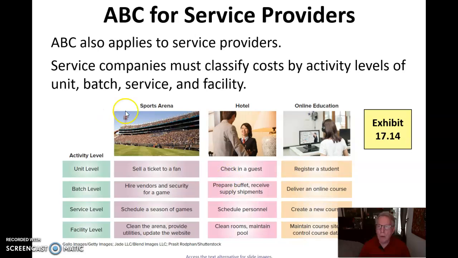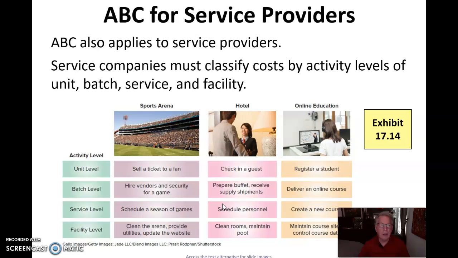So, what are those possibilities a little bit? Here at unit level, batch level, service level, and facility level, a service company may sell a ticket to a fan, hire vendors and security for a game at the batch level, schedule a season of games at the service level, or maybe even clean the arena, provide utilities, etc. A hotel would have similar kinds of activities, and so would online education, our favorite subject, of course. Delivering an online course, creating a new course, maintaining the course sites, etc.